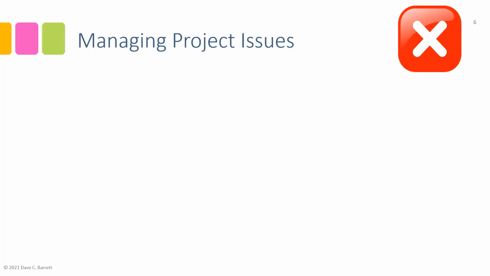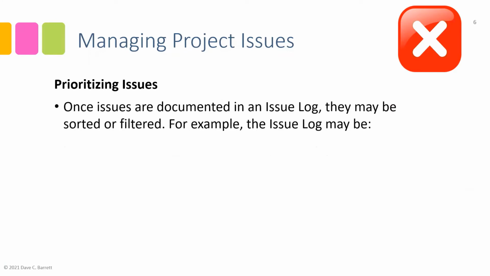Now, our next step is to manage the project issues. And part of that is prioritizing them: once we have them in an issue log, they may be sorted or filtered. For example, the issue log may be sorted by priority, having the high priority ones sorted to the top of the issue log. They may be filtered to show a selected status. We might want to see all the issues that were resolved during that past period of time for a status report that we're producing, and for various reasons.